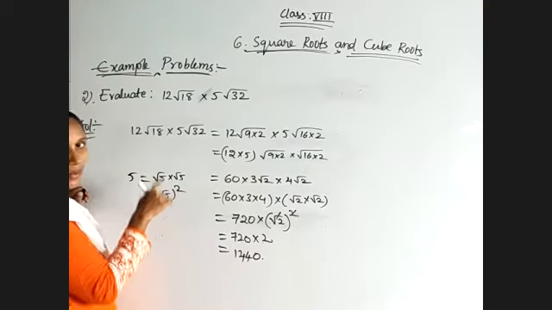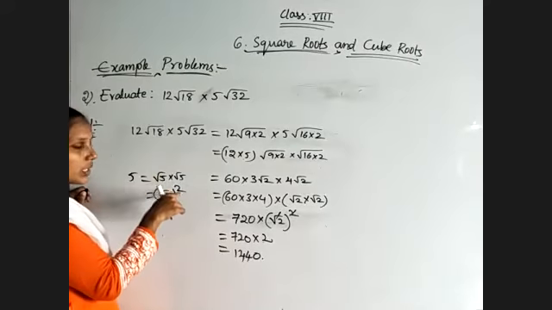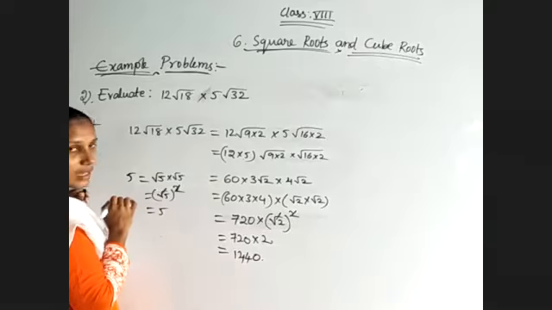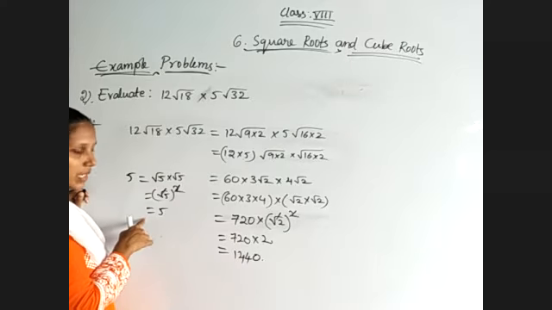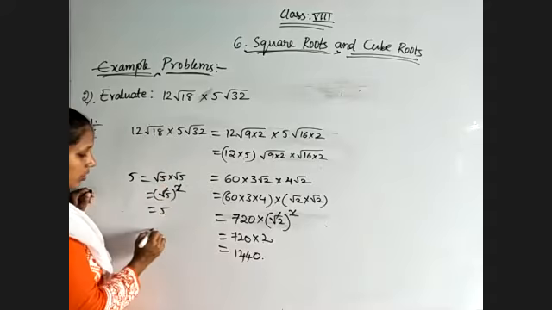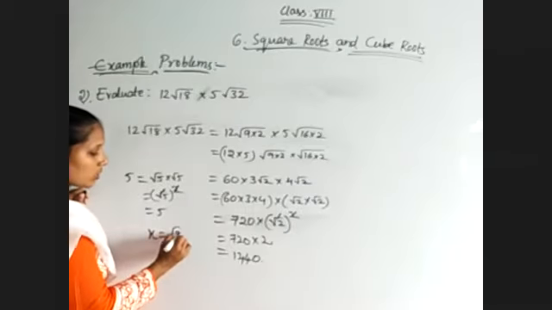Root is nothing but power 1 by 2. 1 by 2 into 2, so 2 will get cancelled. Same, root 2 will get cancelled. 5 will remain. So any number's product of root x is nothing but root x whole square. That's all.